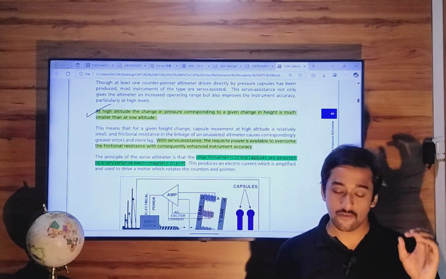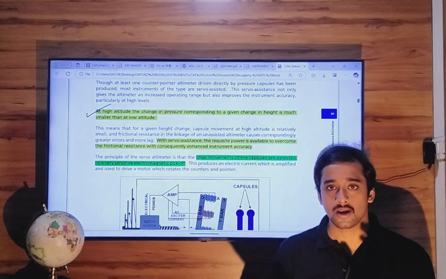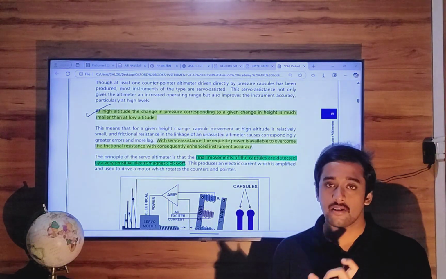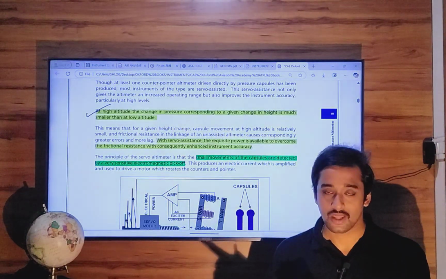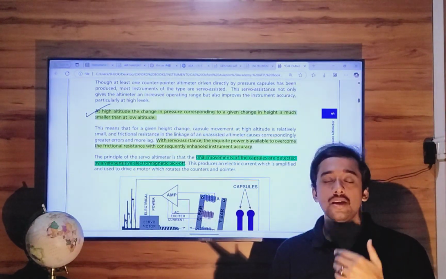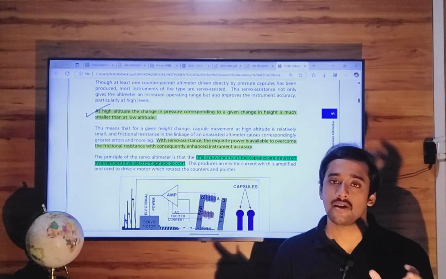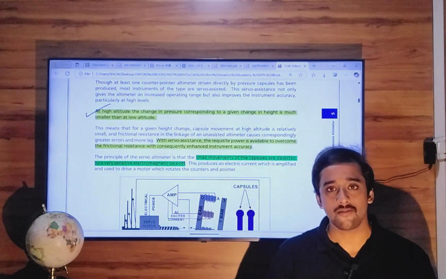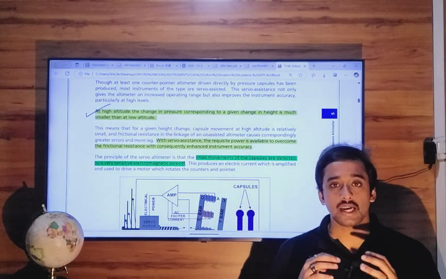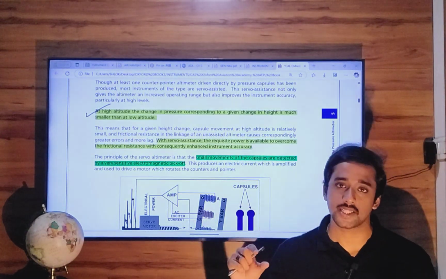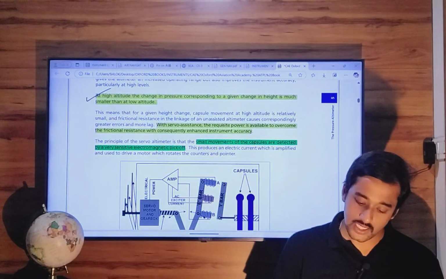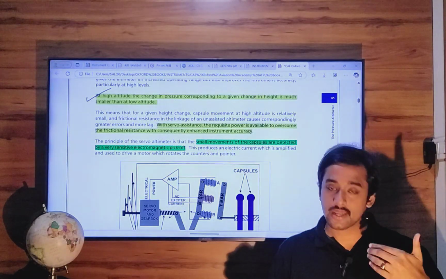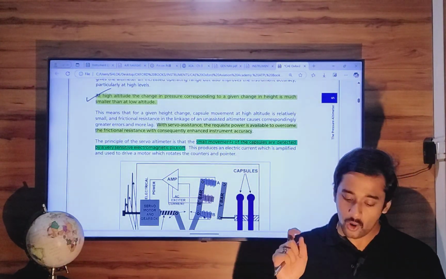So if you operate your flight with a simple conventional pressure altimeter, this slow rate of decrease in pressure will be detected very slowly by your altimeter. Any changes in pressure will be shown to you very slowly. To get rid of this drawback, we use servo-assisted altimeters, which are capable of indicating even minute, slow changes in atmospheric pressure. With servo assistance, the requisite power is available to overcome resistance, with consequently enhanced accuracy in small movements of the capsules.